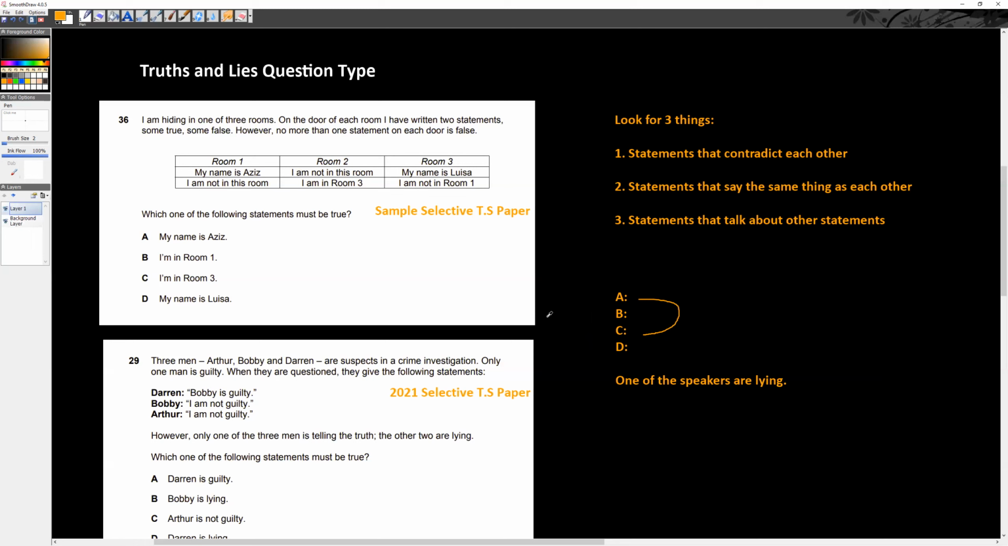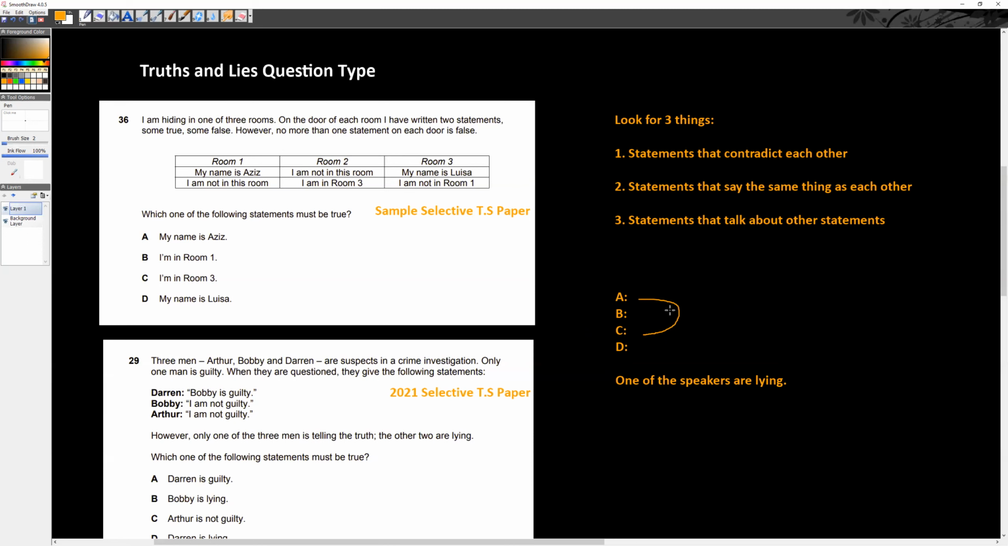Now, let's say that instead of A and C contradicting each other, they say the same thing as each other. If A and C have the same meaning, that means A and C must either both be true or they're both false, right? It's either one or the other.